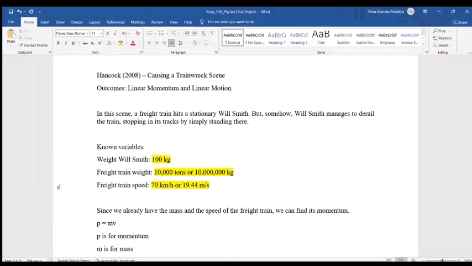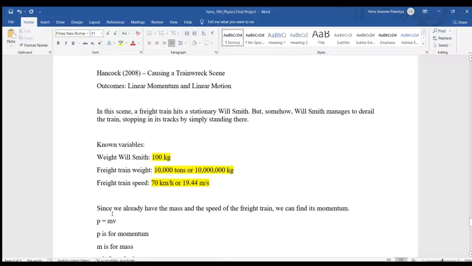So the scene will cover two outcomes: linear momentum and linear motion. So the known variables would be Will Smith's weight. He weighs in at about 100 kilograms. The average freight train weight is about 10,000 tons, or 10 million kilograms. That includes the cargo it would be carrying. And on average, a freight train would be traveling at a speed of 70 kilometers per hour, or 19.44 meters per second. So not milliseconds, my bad, meters per second.